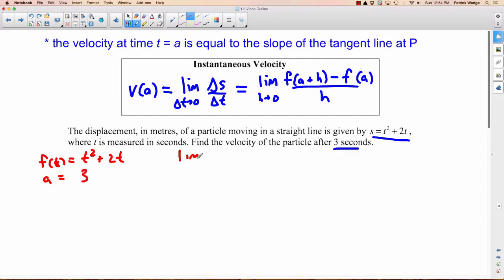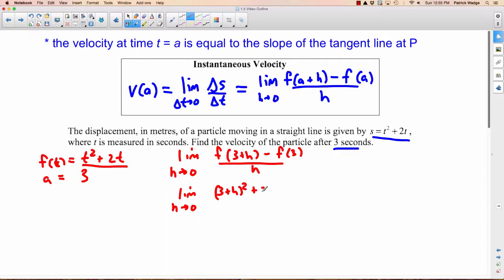We're going to do the limit as h approaches 0 of f of 3 plus h minus f of 3, all over h. So let's do that. We're going to put 3 plus h into this function right here. So we're going to have the limit as h approaches 0 of (3 plus h) all squared plus 2 times (3 plus h). Makes sense what we've done so far? We put 3 plus h in here and 3 plus h in there.